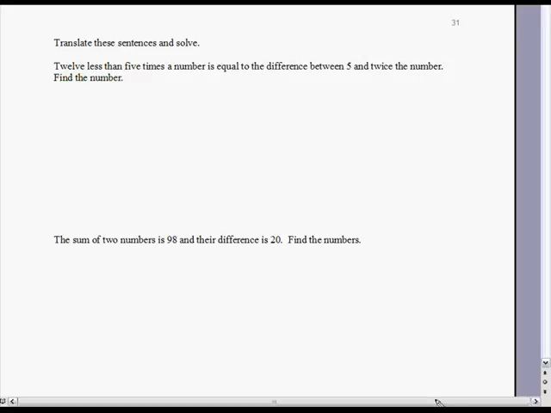Translate these sentences and solve. 12 less than 5 times a number. This "less than" has to get written backwards, so leave some space and write minus 12. 5 times a number is equal to, the difference should go in parentheses, 5 and twice a number.